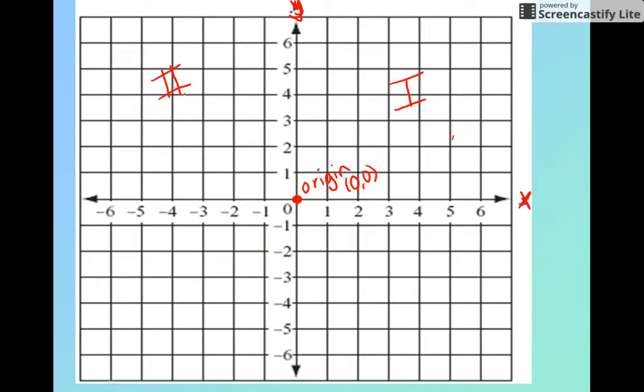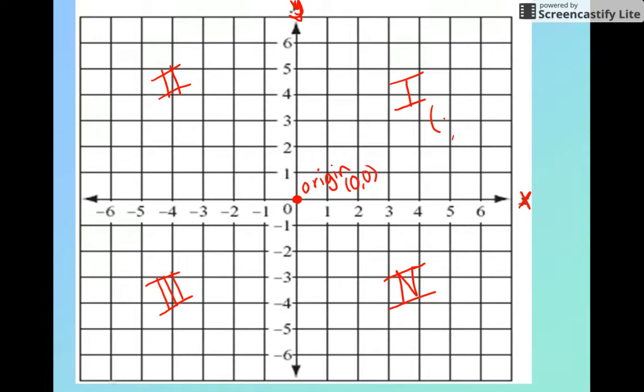Quadrant 1, 2, 3, and 4. And one thing that I like for you guys to do is to know the type of numbers in every quadrant. If you can know what type of numbers are in each quadrant, that's going to help you so much.